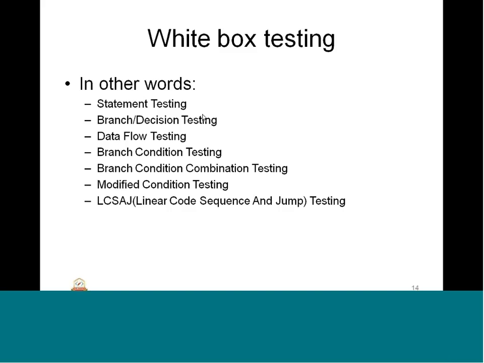Then we have branch condition combination testing. I will put up the different slides and we will detail all this in a separate session. And we have another one called modified condition testing. It is also called MCDC, where there is a truth table written for all the possible conditions. Sometimes we may not be able to test all of them, but it is again subject to the level of safety and level of justification. Based on that we may have to go. The last one is linear code sequence and jump testing. This is another technique that is being used.